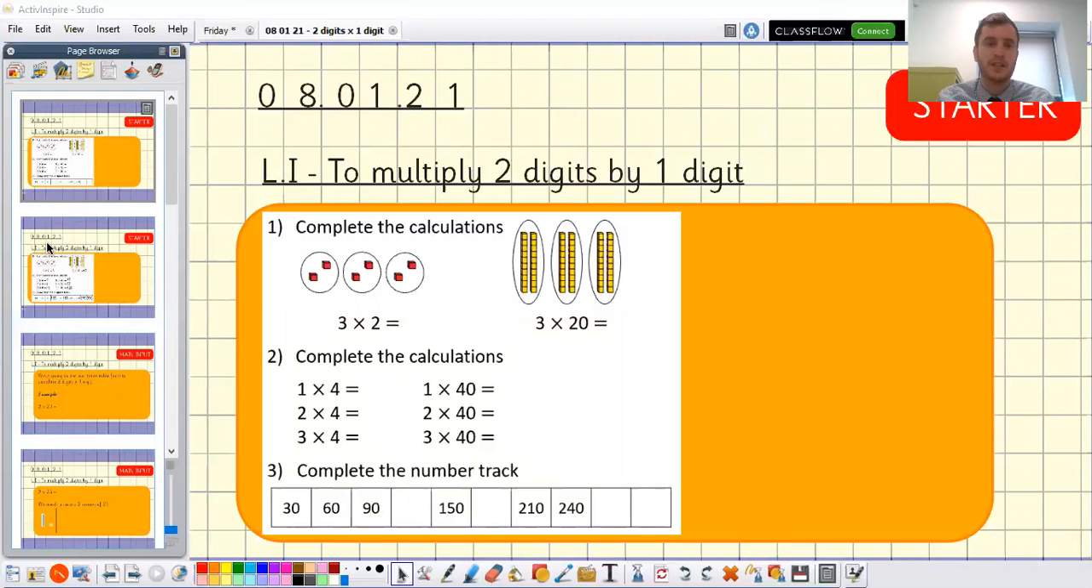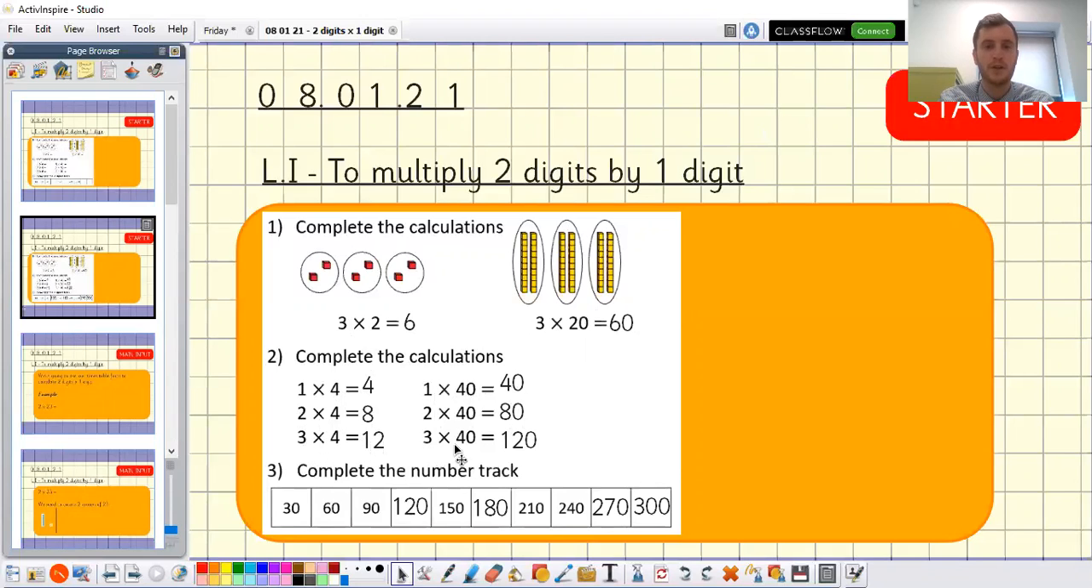Let's look at the answers to that starter challenge then. So 3 times 2 is equal to 6 and 3 times 20 is equal to 60. Again, we can use those related facts. We can see the pattern there from 6 to 60. Then the calculations, 1 times 4 is 4, so 1 times 40 is 40. 2 times 4 is 8, so 2 times 40 is 80. 3 times 4 is 12, 3 times 40 is equal to 120.